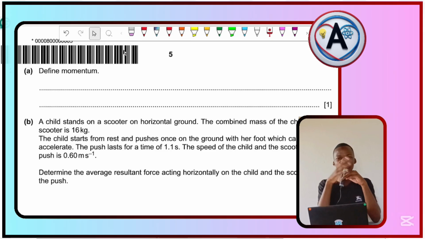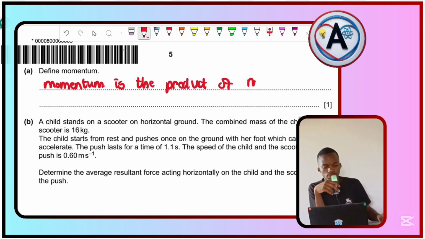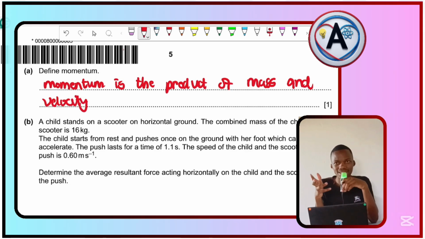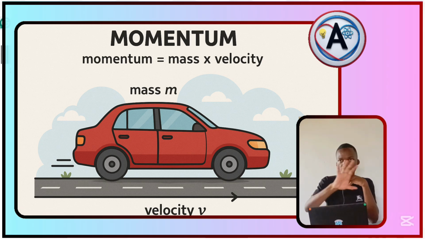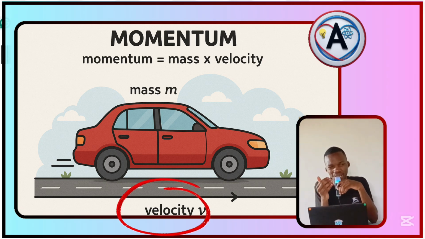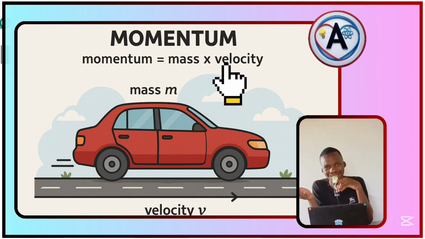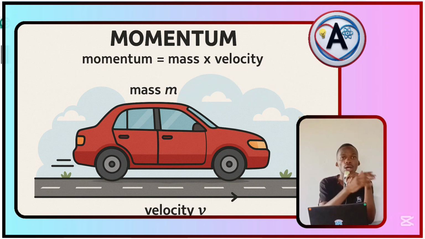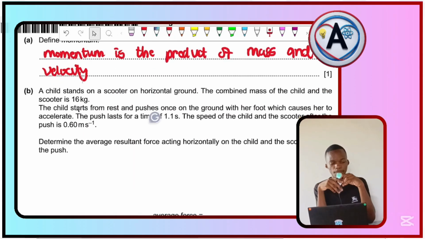Define momentum, right? A definition question. Easy enough, just a recall question. So momentum is basically, right? That is what momentum is. You have an object, let's say a vehicle. What is the mass of that vehicle? And if it's moving at a particular velocity, let's say 20 meters per second, the product of the two, the mass and the velocity, gives you the momentum of that particular object itself. That's basically what momentum is.